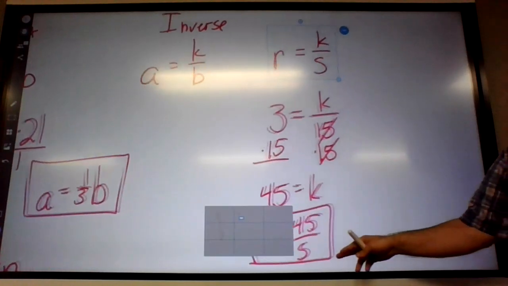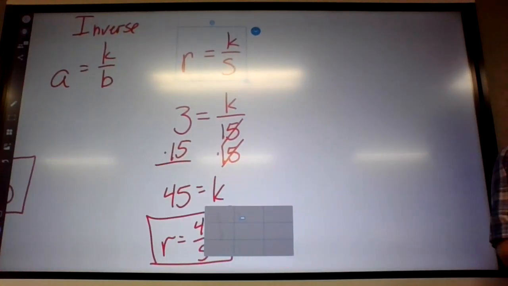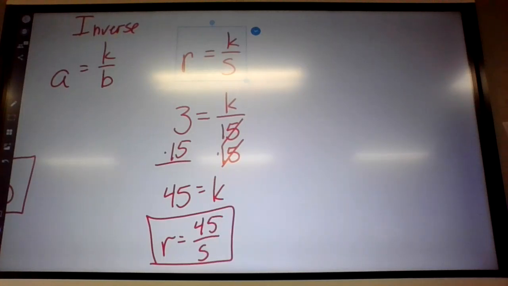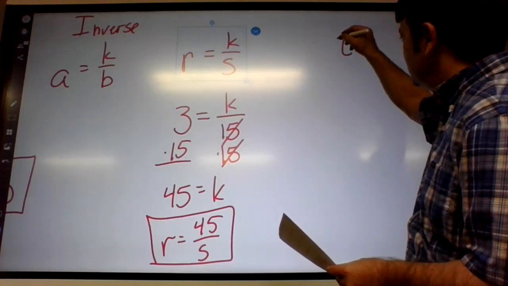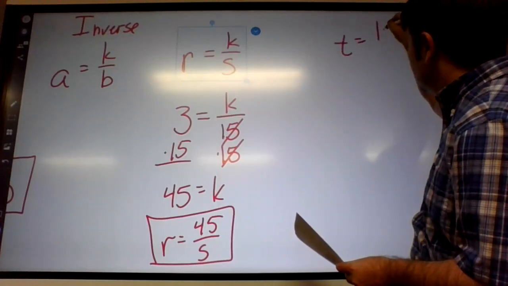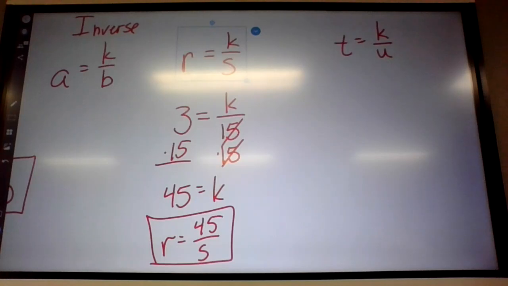Merry Christmas. Okay, number 5. I want to do 2 of these. That's why I'm doing 4 and 5. So 5 also says T and U vary inversely. So how am I going to start? T and U vary inversely.